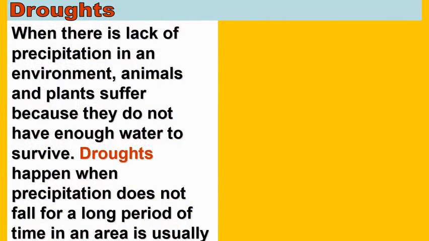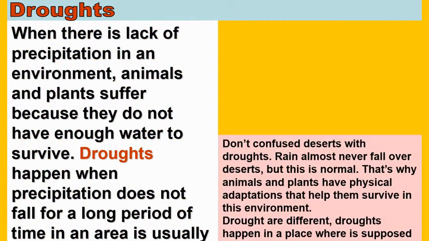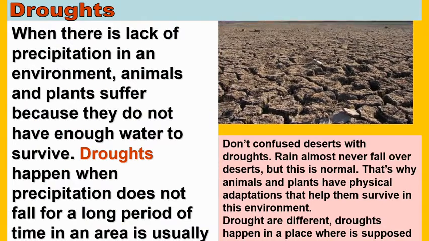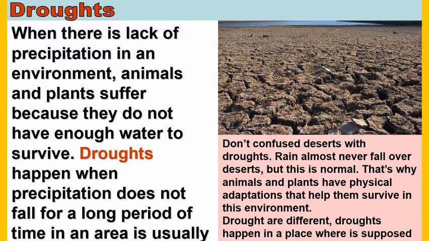When there's a lack of precipitation in an environment, animals and plants suffer because they do not have enough water to survive. Droughts happen when precipitation does not fall for a long period of time in an area that usually gets rain and snow. Don't confuse deserts and droughts.